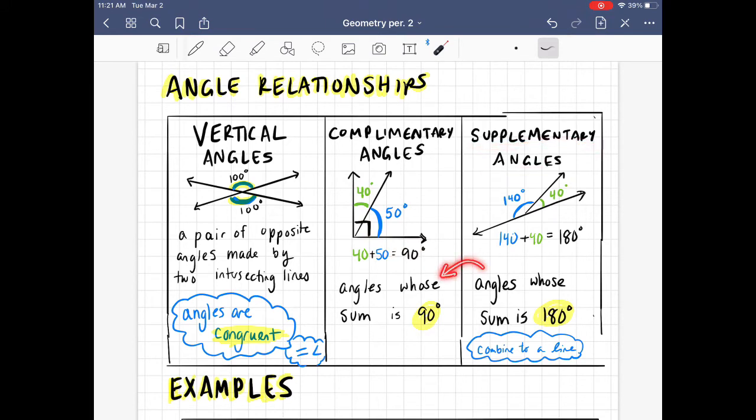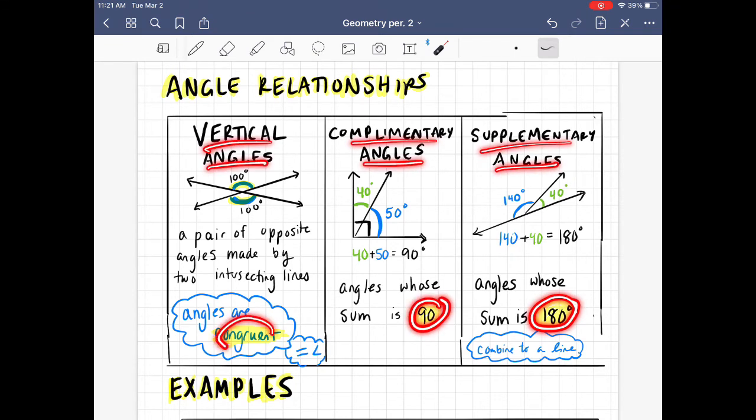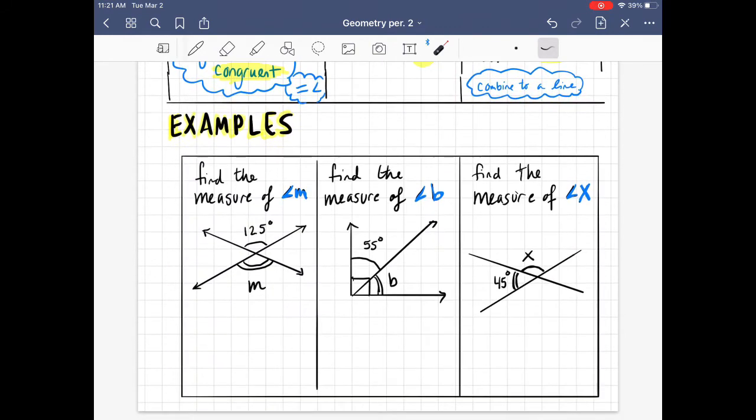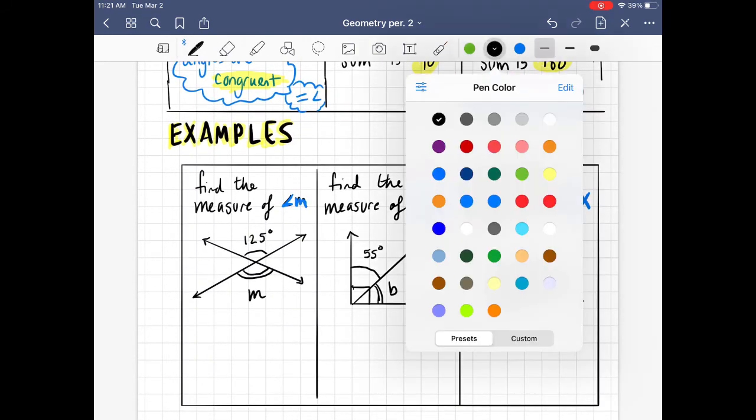Supplementary are a little different. They're kind of like that one, but they add to 180. So they combine to a straight line. 140 plus 40 is 180. And you can see that this one is kind of like complementary. They're kind of the same. And then we have vertical angles. Let's see some examples of each.